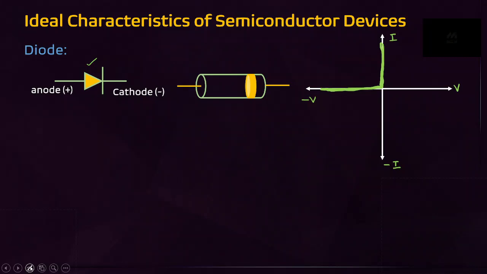From these characteristics, you have to write one statement. Therefore, diode is a unidirectional unipolarity device. It allows one current and it blocks one polarity. Which voltage does it block? Reverse voltage it blocks. Therefore, diode is a unidirectional and unipolarity device.